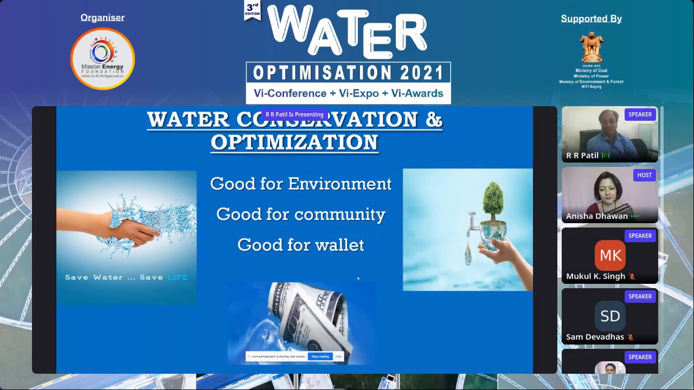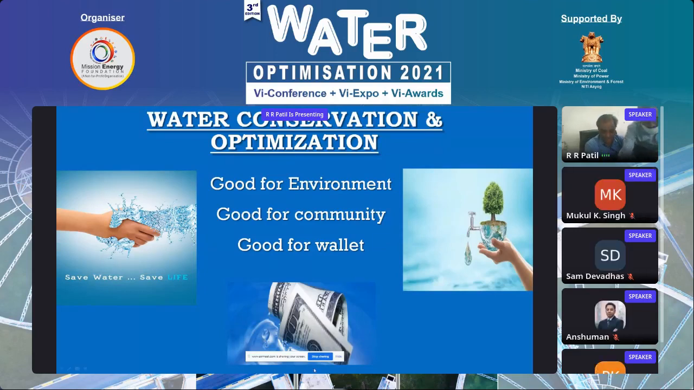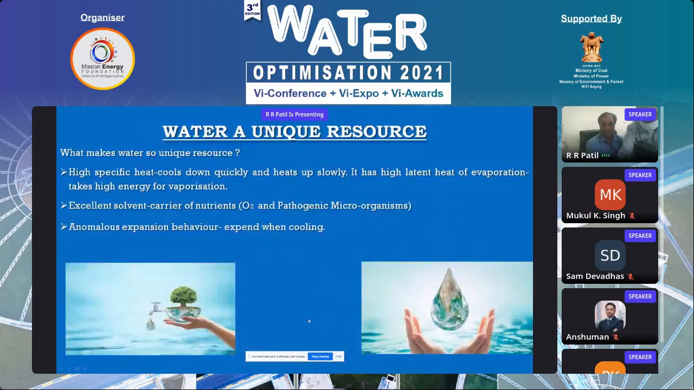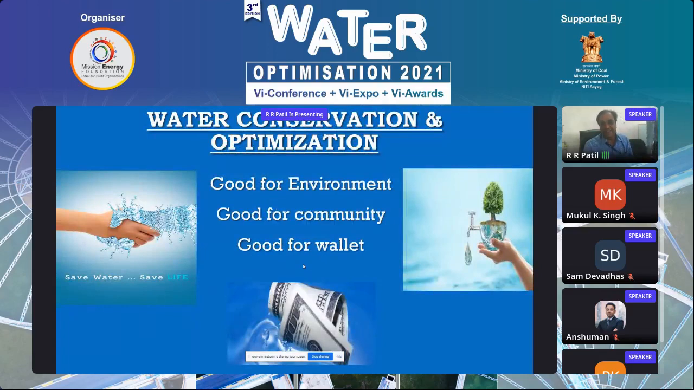Our topic is water conservation and optimization in thermal power station. Water conservation is essential for everyone and is today's need. Due to water conservation, it prevents the depletion of natural resources. From the images, it is clearly indicated that it will be helpful for maintaining a good environment. Fresh water is available for the community and they save money. From this picture, you can see the orientation. If we save the water, it will be beneficial to the future generation and the current generation, and it will maintain a good environment and save money.